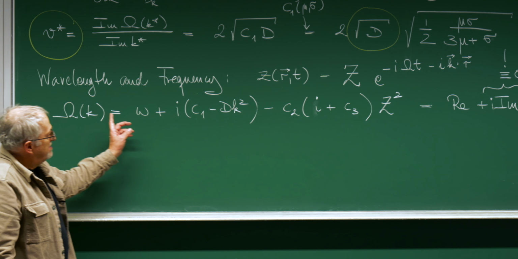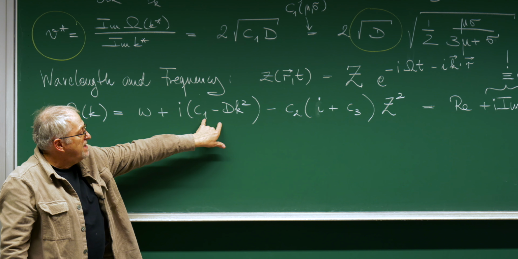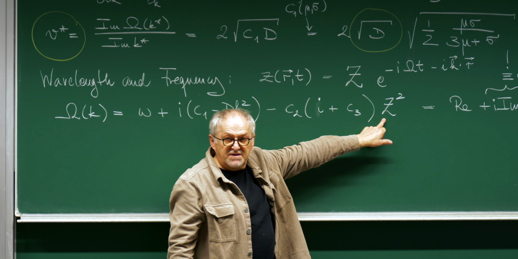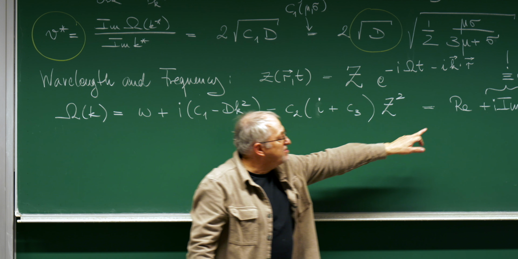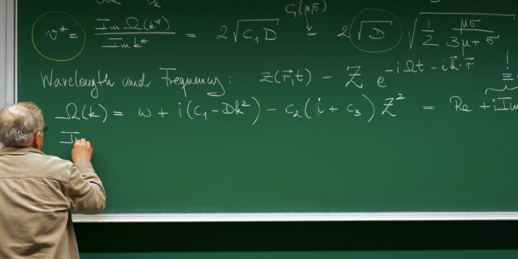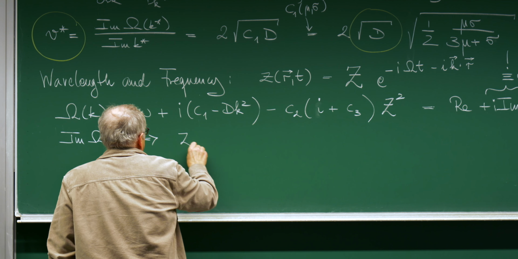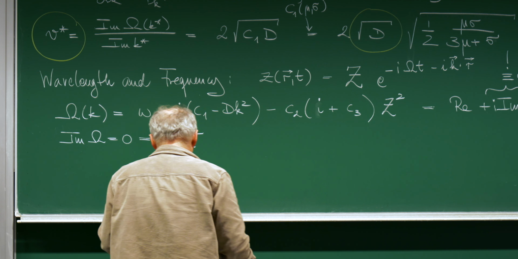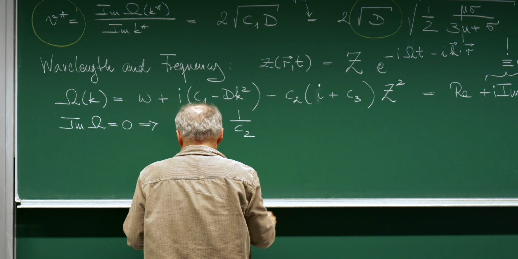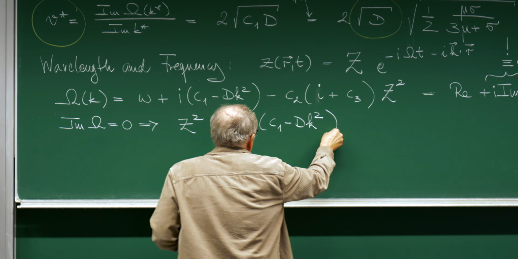If you do so, and you divide up this in real and imaginary part, you'll see that there is this as an imaginary part, and you have C2 i Z squared as the imaginary part. So this condition here gives you a condition on the amplitude. So the imaginary part of omega equal to 0 implies that my amplitude will be 1 over C2, C1 minus d k squared.